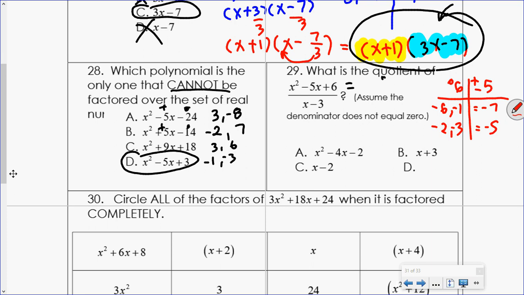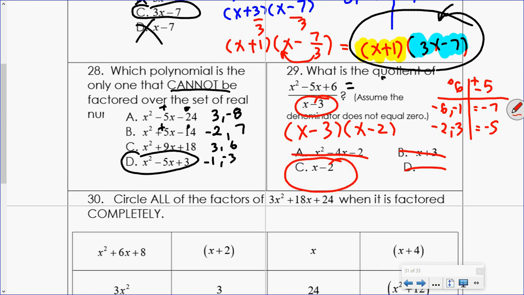So we're looking for one of these factors, x minus 3 or x minus 2. And I already see that here. So the other one's got to be x minus 2. So it can't be A, can't be B, can't be D, has to be C. So they're going to give you one factor, you just have to pick out the other one.